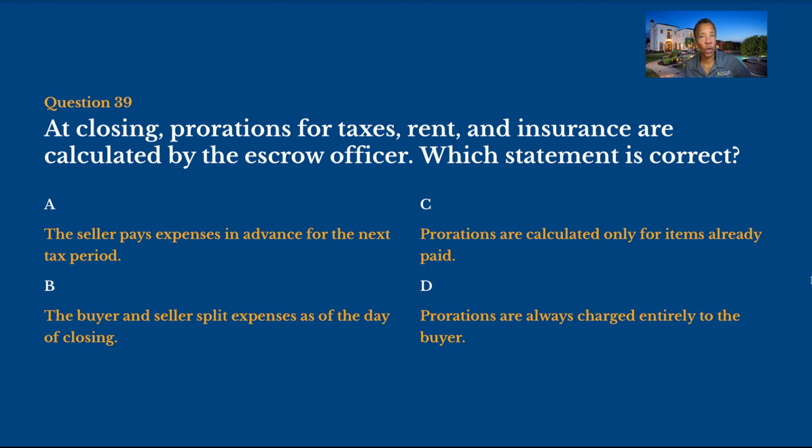Well, you guys just think about it, right? Think in your head when you've done prorations in class and you've divvied up between the buyer and the seller as of what date? As of the closing date. So that is real simple. The answer there is going to be B.